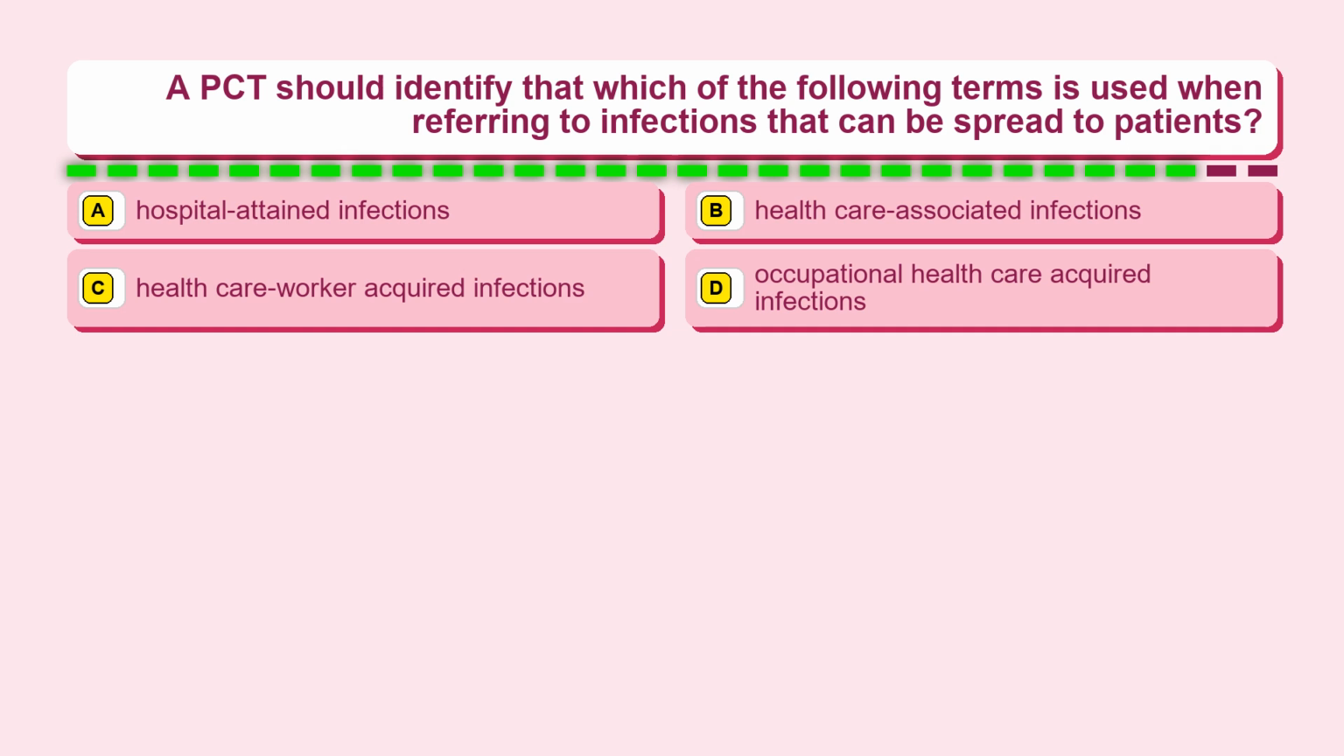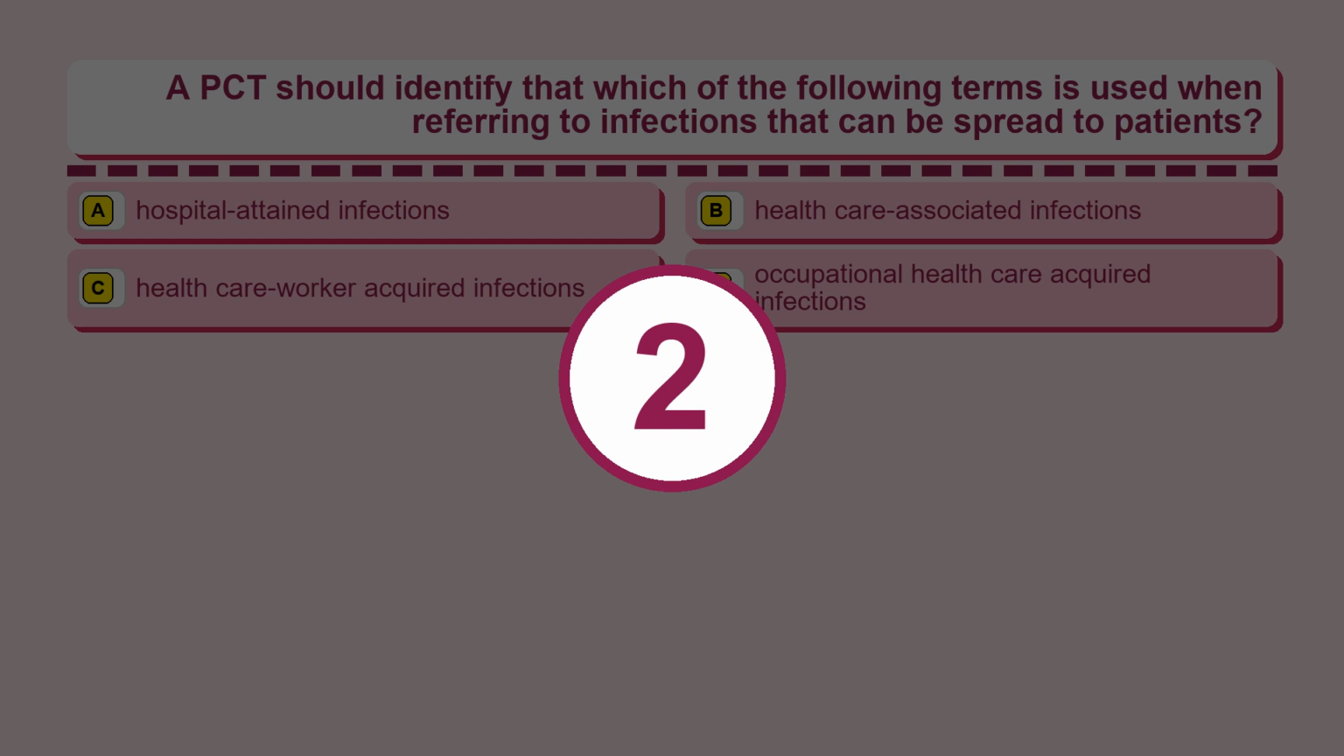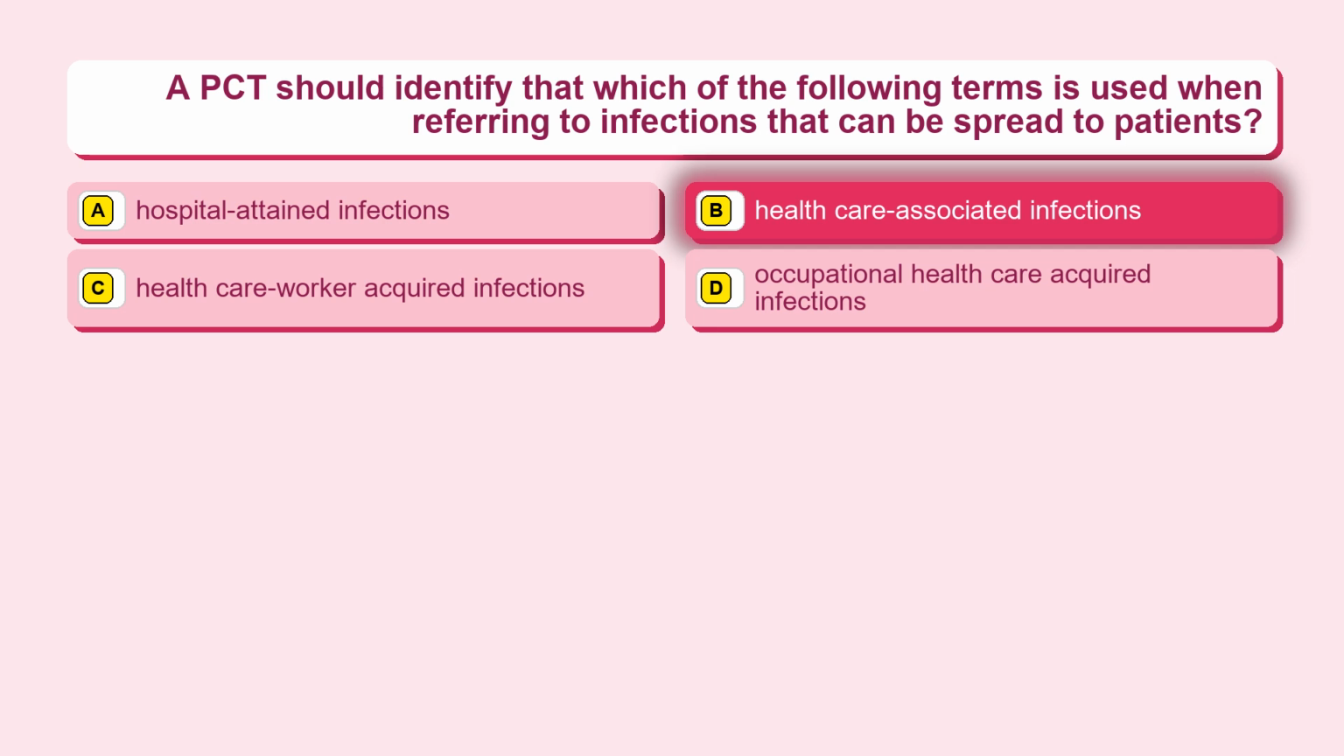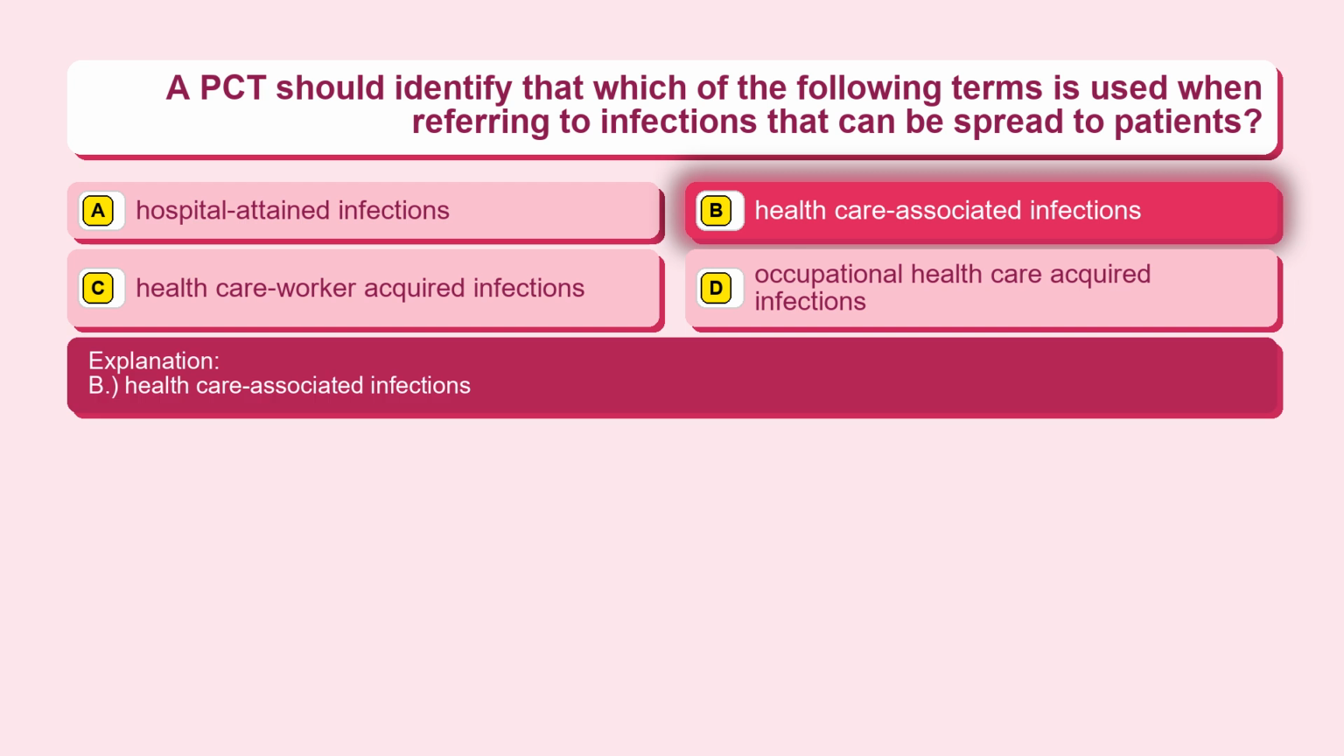Question 1. A PCT should identify that which of the following terms is used when referring to infections that can be spread to patients. Option A. Hospital-attained infections. Option B. Healthcare-associated infections. Option C. Healthcare worker-acquired infections. Option D. Occupational healthcare-acquired infections. The correct answer is option B. Healthcare-associated infections.